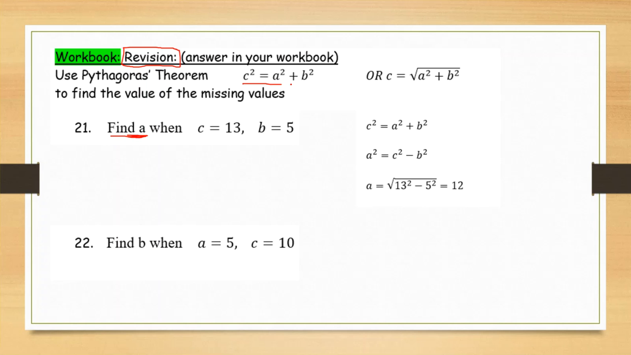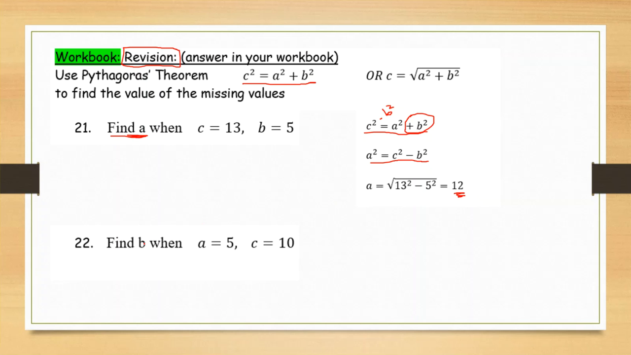So c squared equals a squared plus b squared is Pythagoras' theorem. What we need to do is rearrange it so that we can find one of the shorter sides. So effectively what happens is this b squared gets taken away from c squared to give us a squared. So a squared equals c squared minus b squared. So we go hypotenuse, the big side, 13 squared minus 5 squared, which is 12.